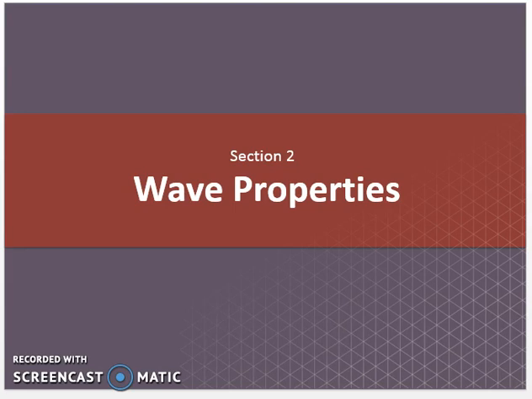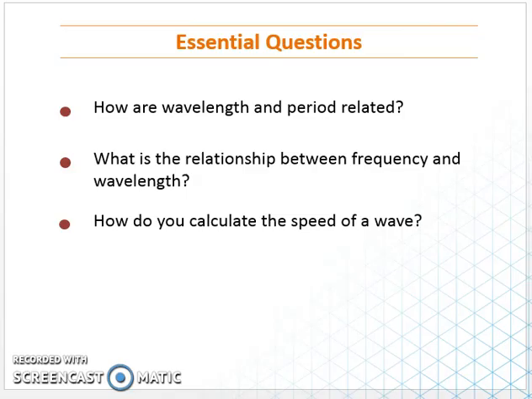So section 2 is all about wave properties. How are wavelength and period related? What is the relationship between frequency and wavelength? And I'm going to tell you now, people confuse this all the time. You'll want to get it straight because it's not going away. How do you calculate the speed of a wave?